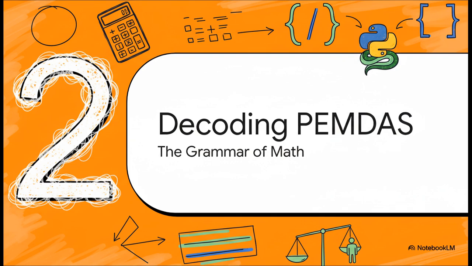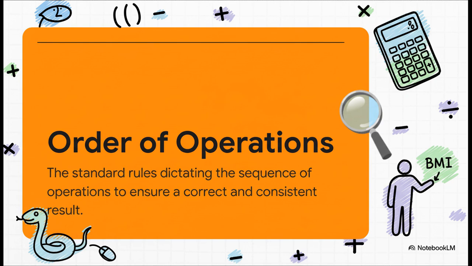Okay, so the secret to cracking that puzzle lies in a simple acronym you might have heard of before, PEMDAS. The easiest way to think about it is like the grammar for Python's mathematical language. It is the rulebook that Python follows religiously, which makes sure every calculation is consistent and predictable. This whole concept has a formal name, of course, the order of operations.